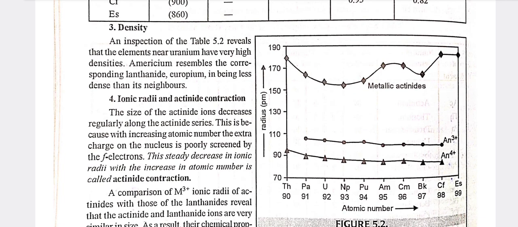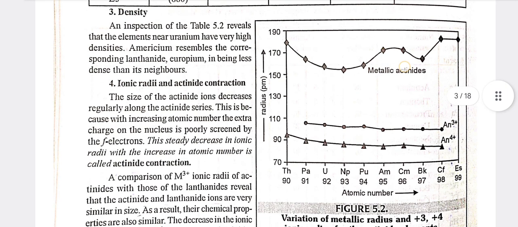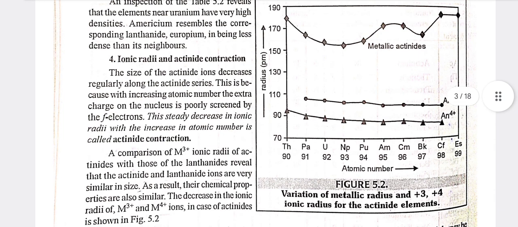Density. The elements near uranium have very high densities. Americium resembles the corresponding lanthanide europium in being less dense than its neighbors. Ionic radii and actinide contraction. The size of the actinide ion decreases regularly along the actinide series. This is because with increasing atomic number, the extra charge on the nucleus is poorly screened by the f electrons. This steady decrease in ionic radii with the increase in atomic number is called actinide contraction.